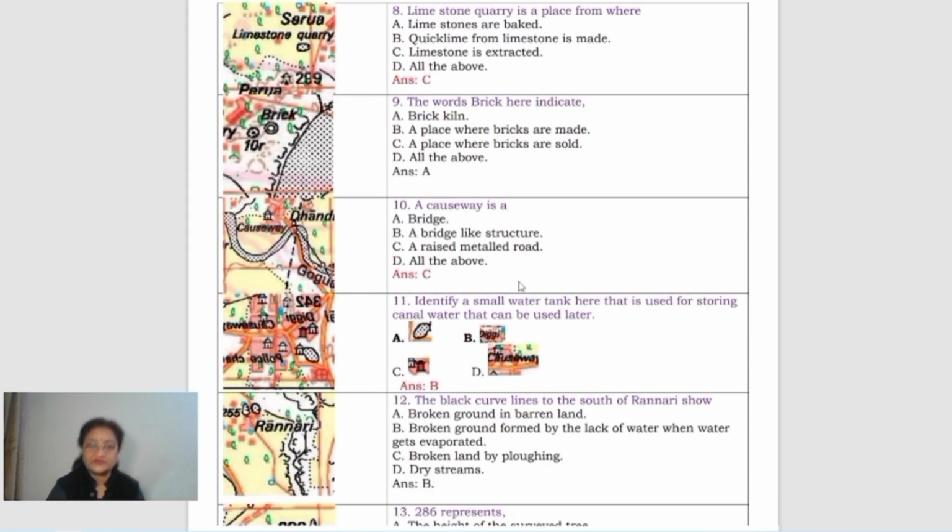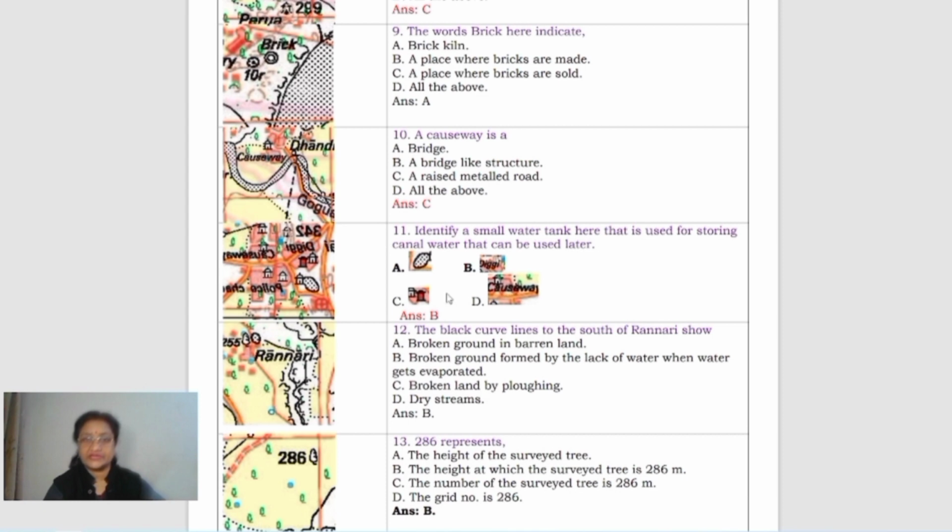Next one, a causeway is a bridge-like structure, raised metal road, all the above, raised metal road. C is the correct option. Now come to the next one. Identify a small water tank here that is used for storing canal water that can be used later. Yes. Out of all these four, what is it?